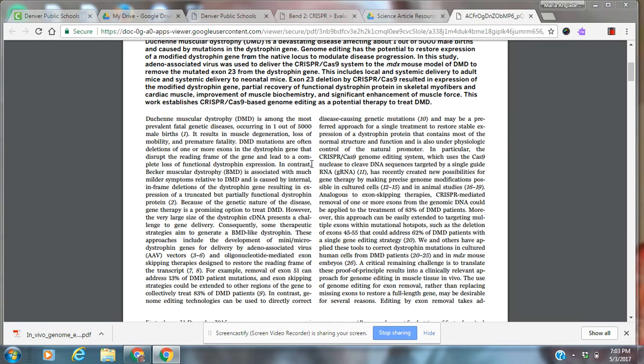In particular, the CRISPR-Cas9 genome editing system, which uses the Cas9 nuclease to cleave DNA sequences targeted by a single guide RNA, has recently created new possibilities for gene therapy by making precise genome modifications possible in cultured cells and in animal studies. And that means that they have done it in petri dishes and they have done it in animals. And I know specifically they had mentioned mice.